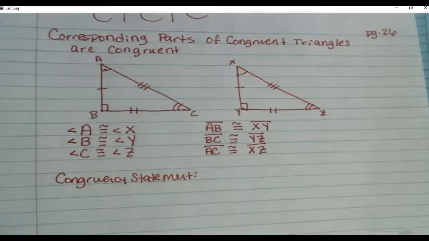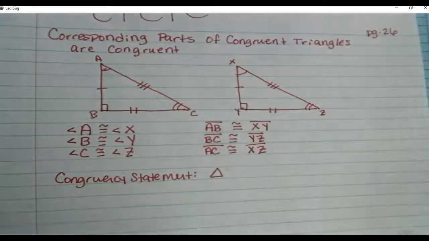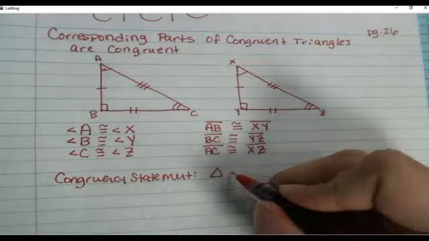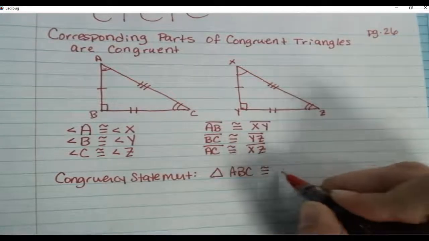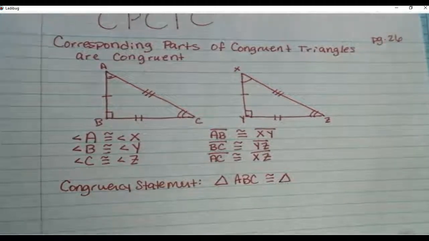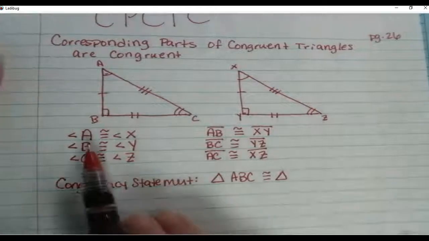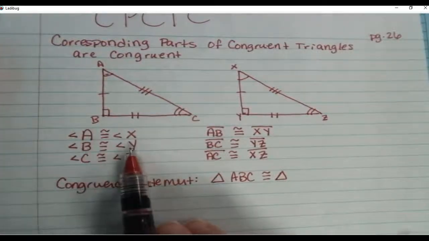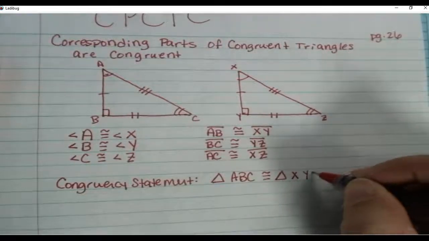And so that's when we're saying the triangles are congruent. So I'm going to say triangle ABC is congruent to triangle, and then remember you want to match your angles. So A matches X, B matches Y, C matches Z. So triangle XYZ.